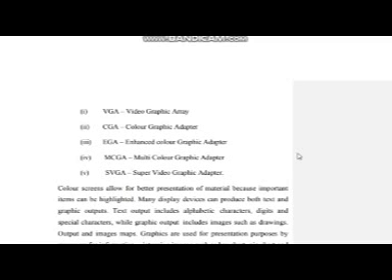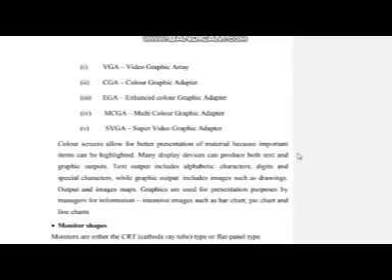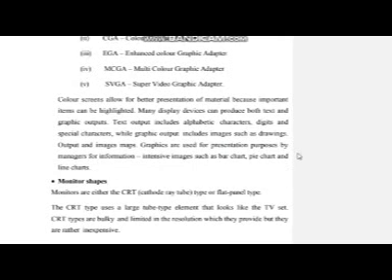Also write this down. Color screen allows for better presentation of material because important items can be highlighted. Many display devices can produce both text and graphic outputs. Text output includes alphabetic characters, digits, and special characters, while graphic outputs include images such as drawing outputs and image maps.